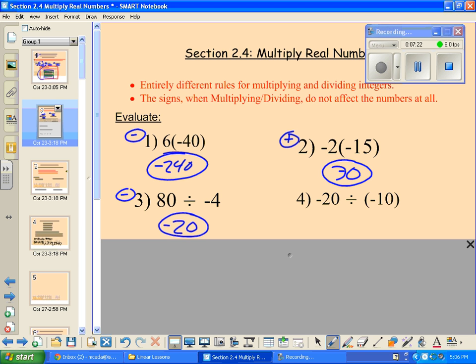And that last one, a negative divided by a negative, gives me a positive. So my answer is going to be positive no matter what. 20 divided by 10 is 2. So my answer is positive 2.